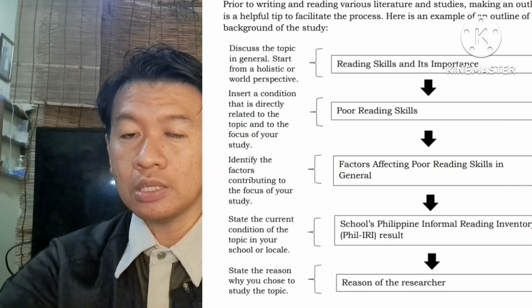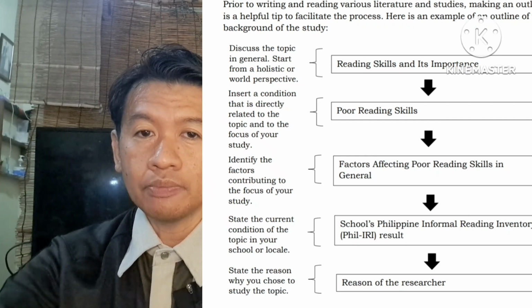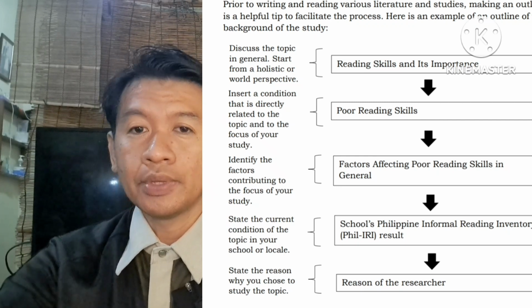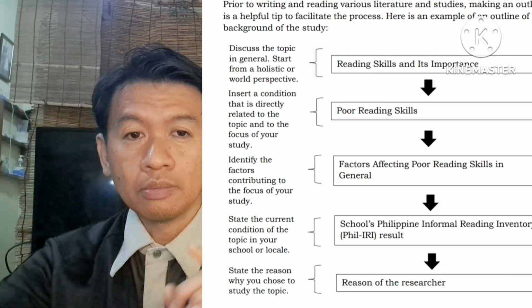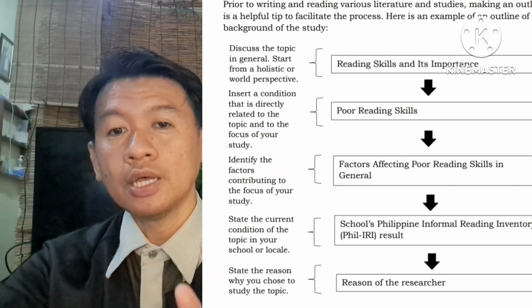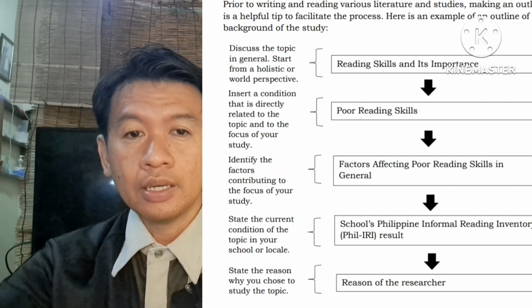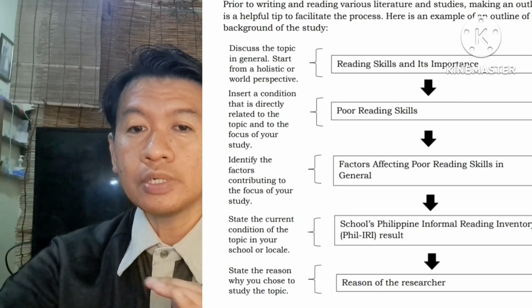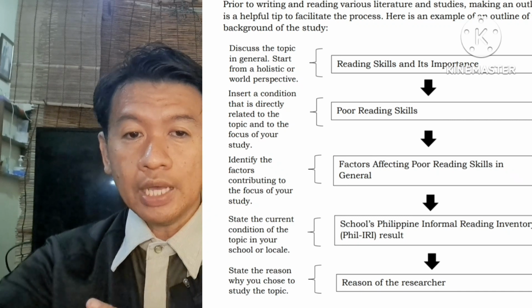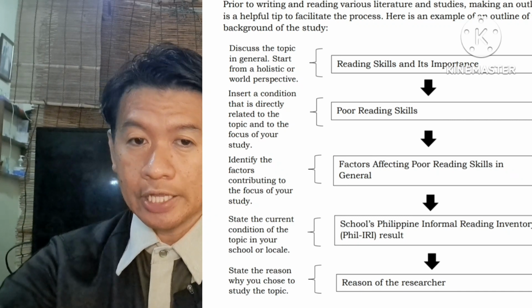Makikita natin, prior to writing and reading various literature and studies, making an outline is a helpful tip to facilitate the process. Here is an example of an outline of the background of the study. Makikita natin dito yung general part, reading skills, and its importance. Pangalawa, condition that is directly related to the topic. Poor reading skills. Next, identify the factors. Factors affecting poor reading skills in general.